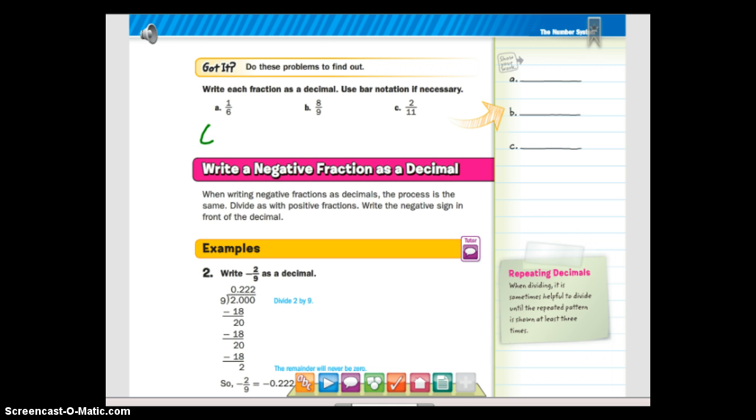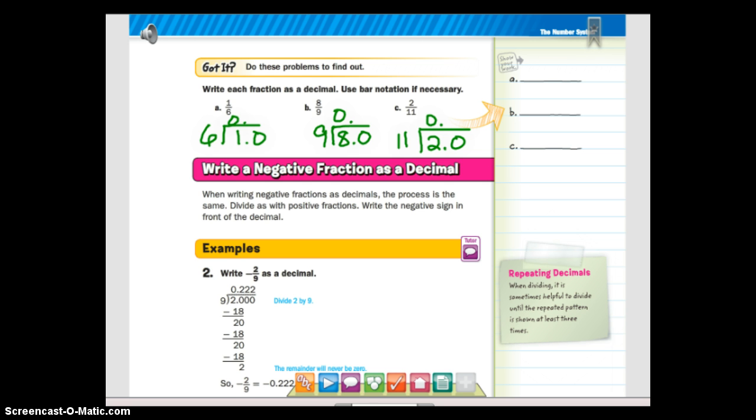1/6. 6 is the denominator. Don't go into den. 8/9. 9 is the denominator. Don't go in the den. 2/11. 11 is the denominator. Don't go in the den.